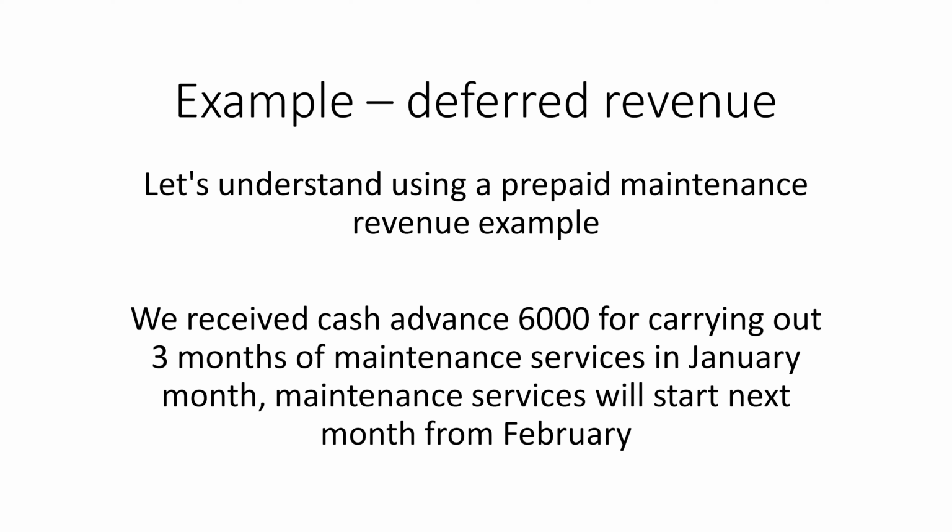We will now see an example for deferred revenue. Let's understand using a prepaid maintenance revenue example. Company received a cash advance of 6,000 for carrying out 3 months of maintenance services. The advance was received in the month of January and the maintenance services will start next month, from February.